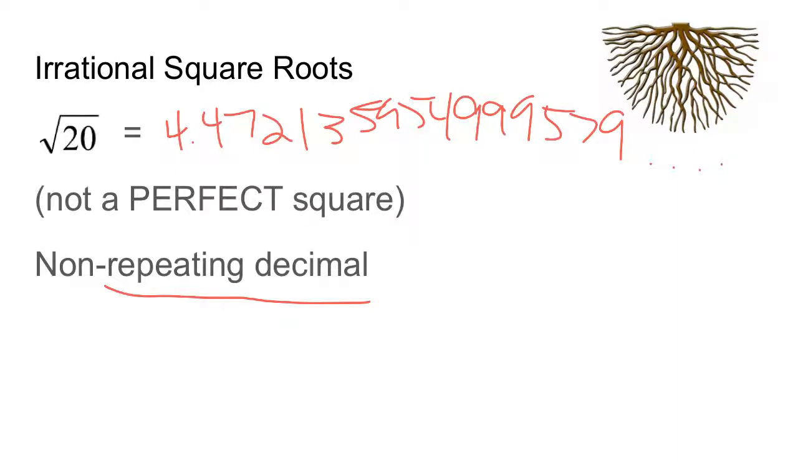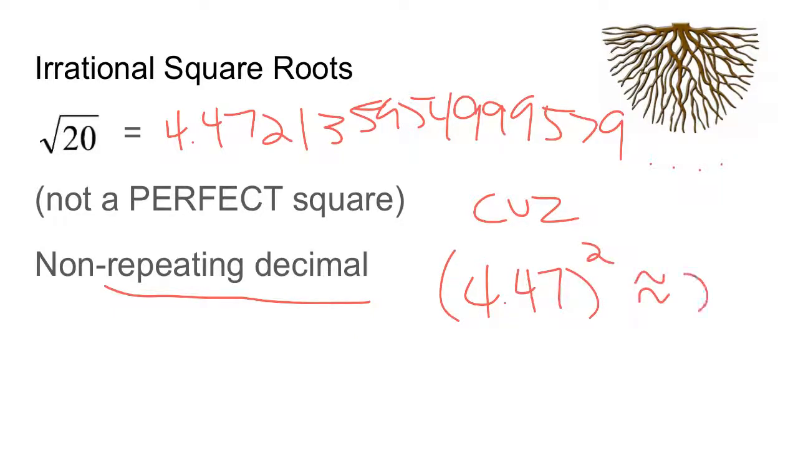But that's the answer there, and that's because 4.47 squared is about equal to 20. So if we were to take our answer and square it, we ought to get 20 right back. Of course, I did a little bit of rounding there, which is why I said approximately 20.